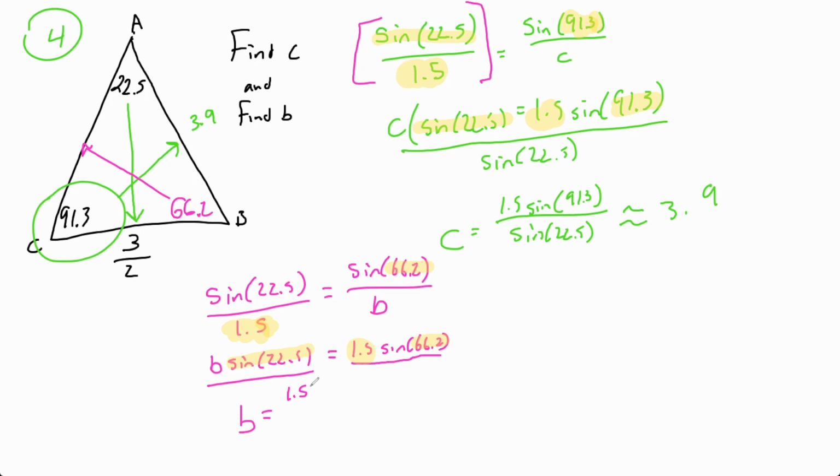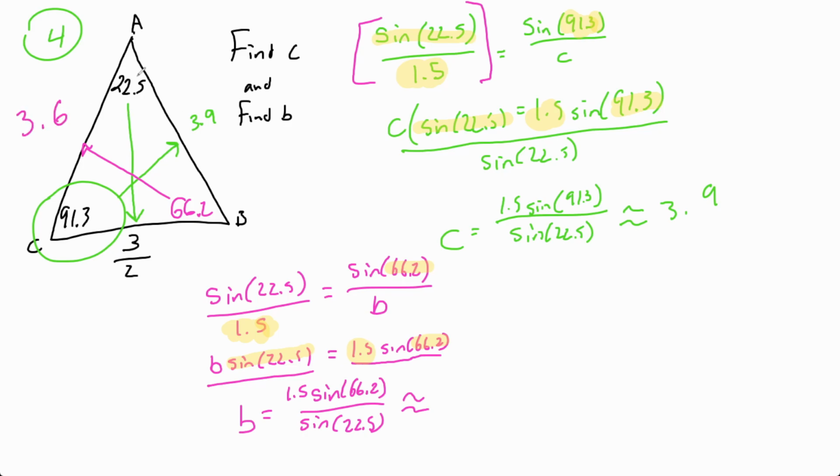But let's go ahead and divide it by sine 22.5, leaving me with 1.5 sine 66.2 over sine 22.5. And we can just plug that into our calculator. 1.5 sine 66.2 divided by sine 22.5. And I am left with 3.5, not 3.6.